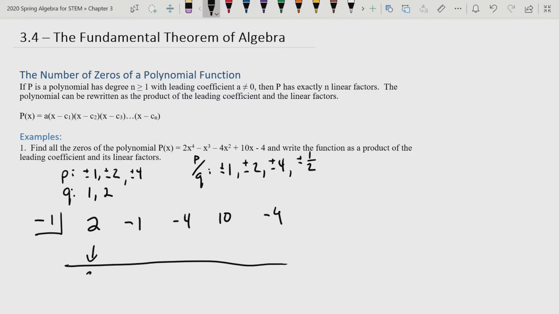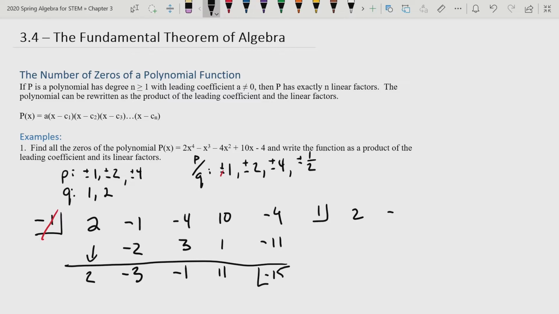bring this 2 down, and multiply. 2 times -1 is -2, -1 plus -2 is -3. -3 times -1 is +3, -4 plus 3 is -1. -1 times -1 is +1, 10 plus 1 is 11. 11 times -1 is -11. -4 plus -11 is -15, which is not 0, so this is not a root. I can cross that off the list. Next, I'll move to +1.